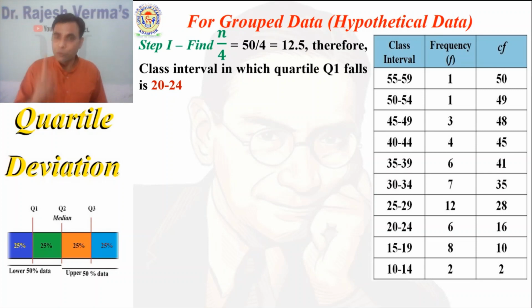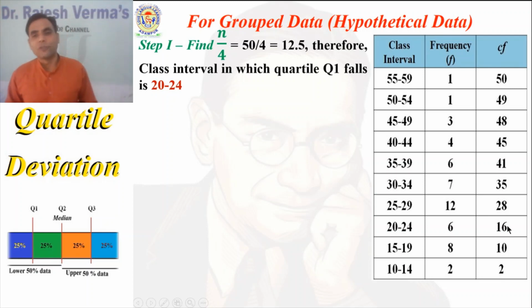We will look into the cumulative frequency column and find where 12.5 lies. It is greater than 10 but less than the next cumulative frequency. This means your quartile 1 lies in this class interval, that is 20-24. Clear? Now, next, step 2, find out the Q1.